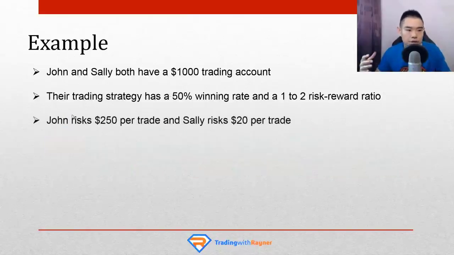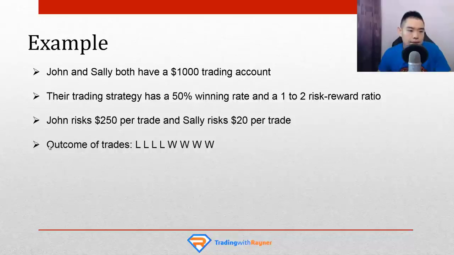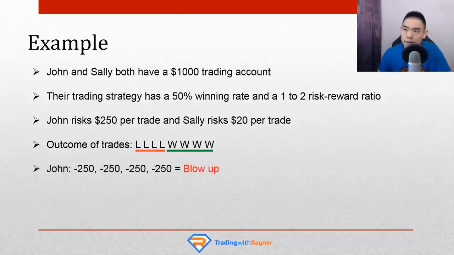Next, John risks $250 per trade and Sally risks $20 per trade. And let's say the outcome of the trades for both of them is in this sequence. L stands for losing: lose, lose, lose, lose, then win, win, win, win. So now what is the outcome for both traders? Let's look at John. He loses $250 because the first trade is a loser, loses another $250, another $250, another $250, and then he blows up. So before he could even smell the winner, he lost his entire trading account.